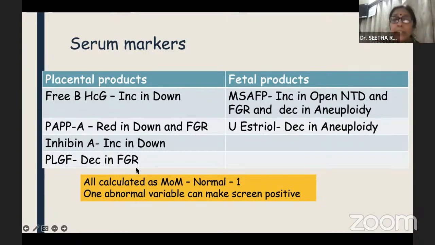So these parameters have been used to detect those women who might be at high risk of developing the disease or developing a fetus with a problem. Whereas fetal products, as we typically know, that is the alpha fetoprotein, increases in open neural tube defect, but also increases in growth restriction and decreases in aneuploidy. Whereas unconjugated estriol, which we use as a second trimester marker, decreases in aneuploidy. So everything is calculated as a multiple of the median, where normal is 1, and because we use a multitude of markers to make it more effective and sensitive, any one abnormal variable can make the screen positive, or rather, we can assess which marker has made the screen positive.